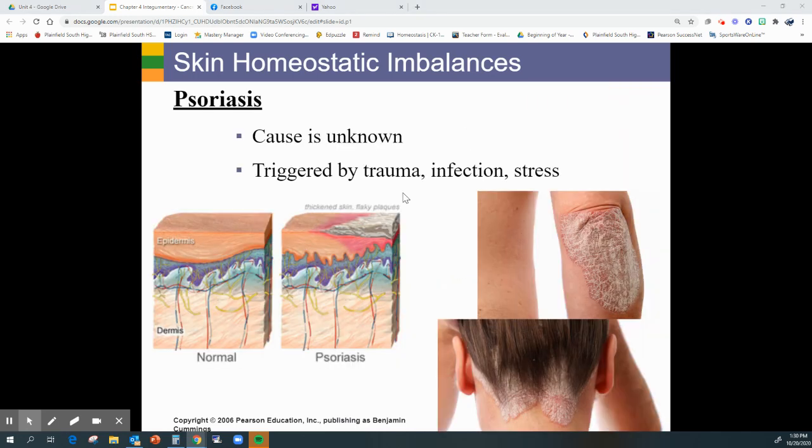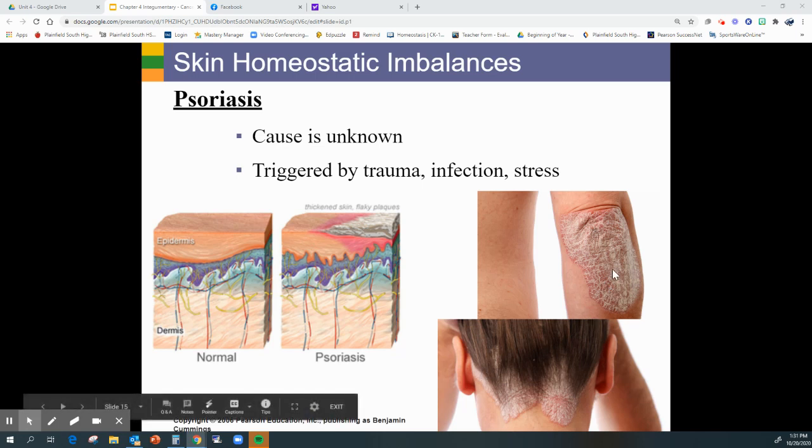Okay. Another one we can see is psoriasis. For the most part, we really don't know what causes this one, but we do know that there are several triggers. People with psoriasis get this silvery scaled skin, and it's just a thickening of skin, usually around the elbows, around the hairline, but can be pretty much anywhere on the body. Those tend to be areas that are a little bit more prone to it. And again, there's no real rhyme or reason why people have it.